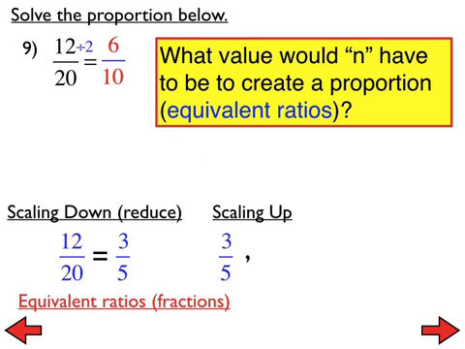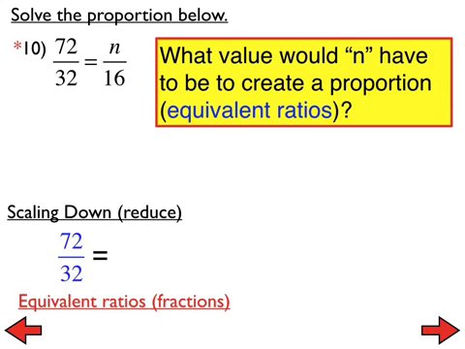Or you can see that it's getting smaller, right? So instead of scaling, what can you do? Divide. Good. Getting smaller would be divide. Getting bigger means you're multiplying. So this would be divide by 2 to get n equals 10. Make sense? Go ahead and do number 10.